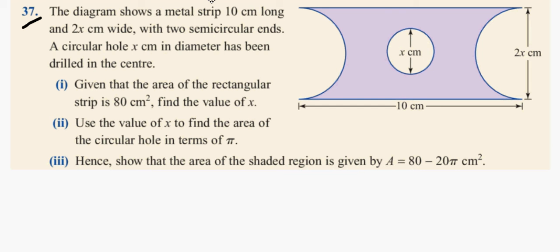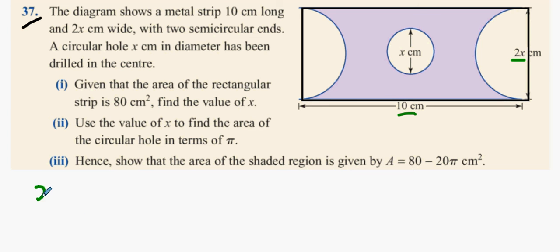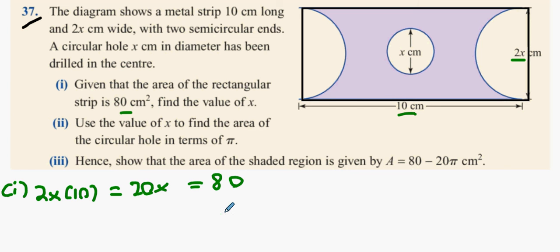Given that the area of the rectangular strip is 80 centimeters squared, find the value of x. Alright lads, that's not so bad. Look at this. Everybody see the rectangle now? What's the area of the rectangle? Length multiplied by width, which will be? 2x multiplied by 10 is 20x, and 20x must equal 80. What does that mean about x? How many people got that part? Alright, the majority.